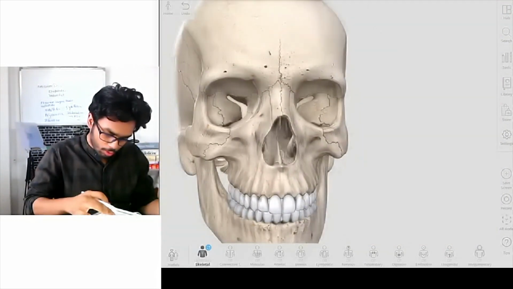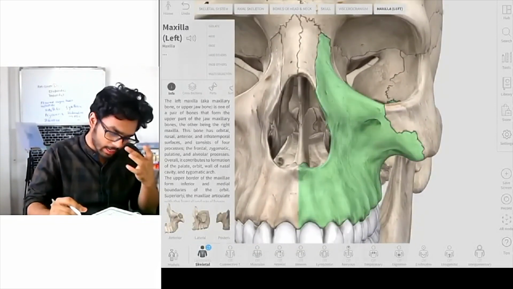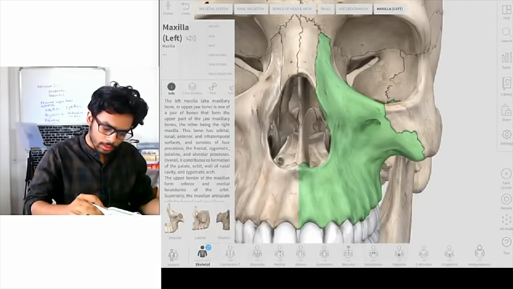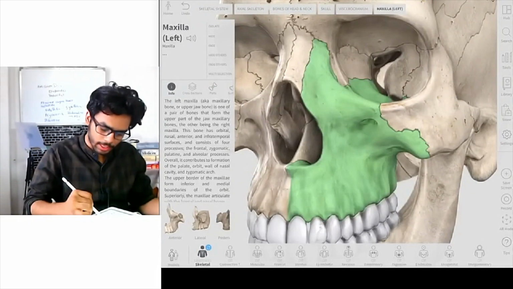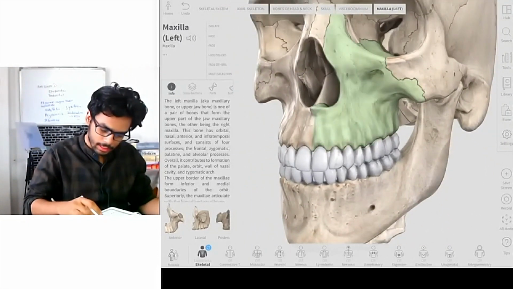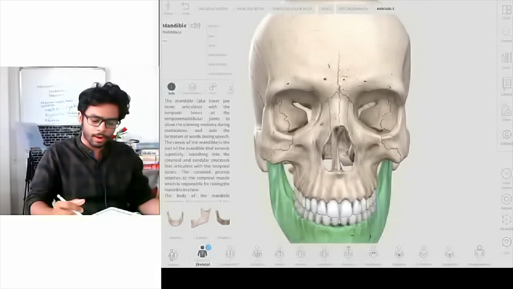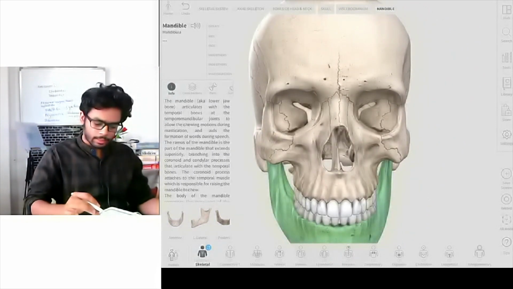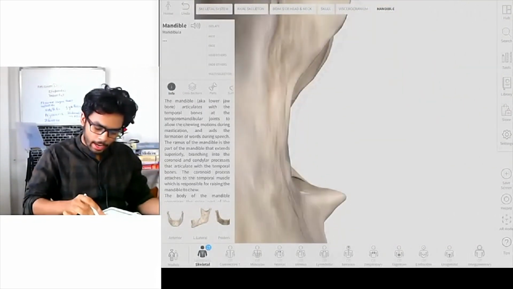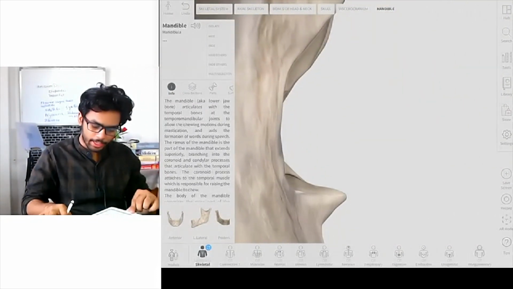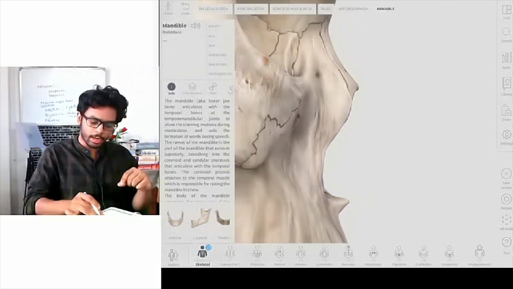Here we have the bone known as maxilla. This is the left maxillary bone, and we can see clearly the infraorbital foramen. Different processes: the frontal process, zygomatic process, and the alveolar process. And we have the lower part, that is the mandible. So we studied the frontal region, the orbital region, and the piriform aperture. This is the piriform aperture. Can you see this is the anterior nasal spine? Yes, this is the anterior nasal spine.